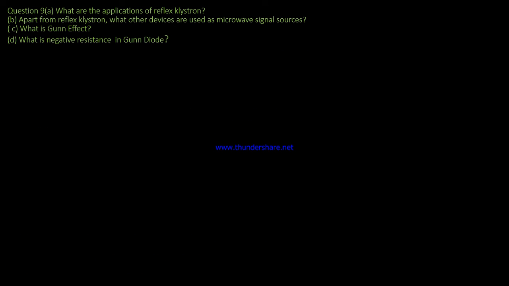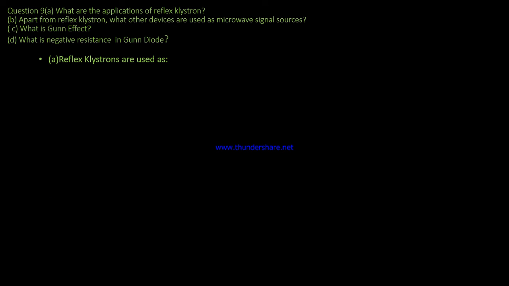Question 9. What are the applications of reflex klystron? And the B part, apart from reflex klystron, what other devices are used as microwave signal sources? The C, 9C says, what is Gunn effect? And 9D, what is negative resistance in Gunn diode?